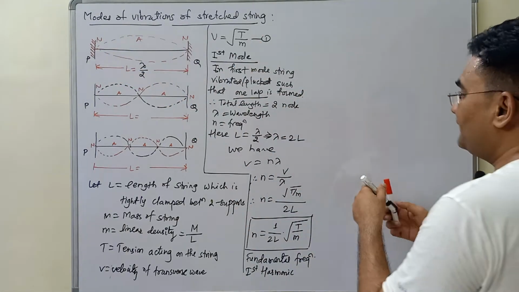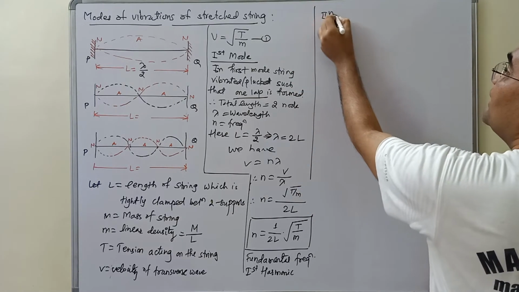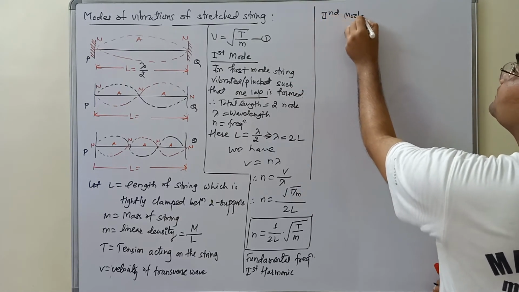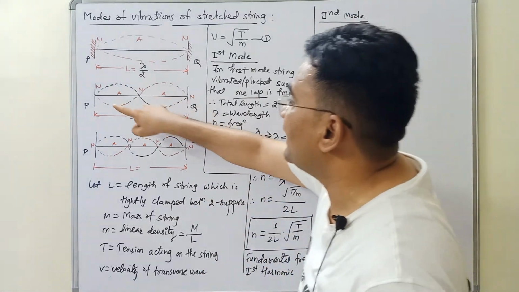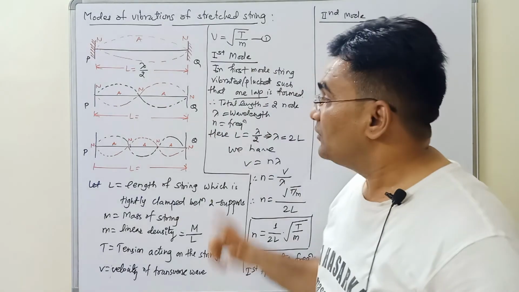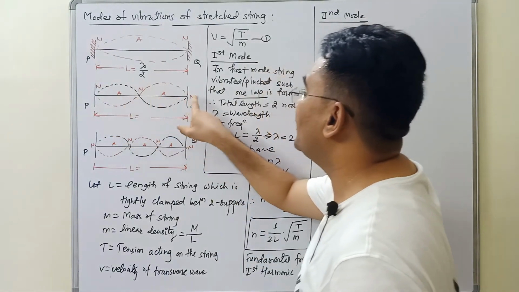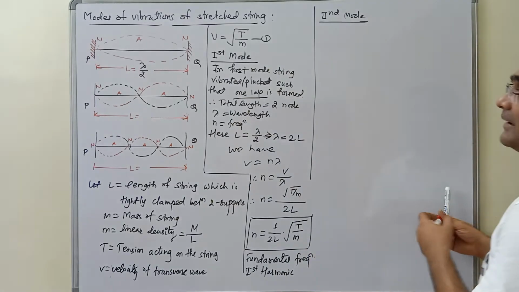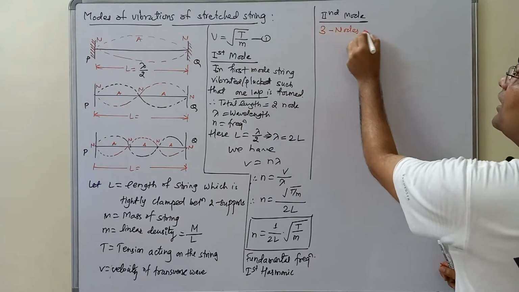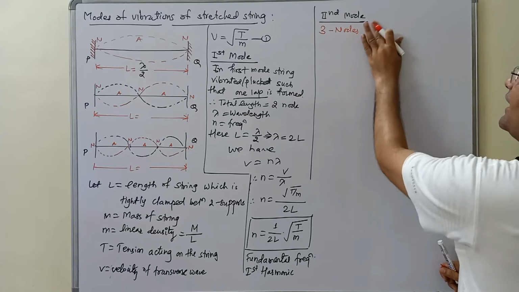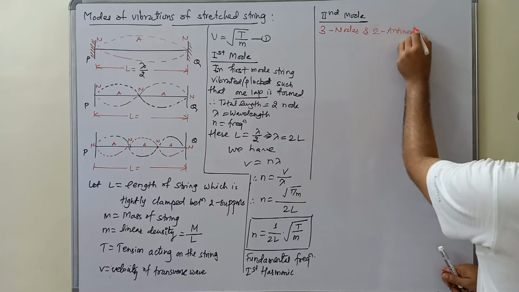Similarly, if you discuss the next mode of vibration, that is the second mode of vibration. Now in the second mode, the string is plucked at 2/3 such that two loops are formed. When two loops are formed, see node, antinode, node, antinode and node. So in the second mode, three nodes and two antinodes are formed there.